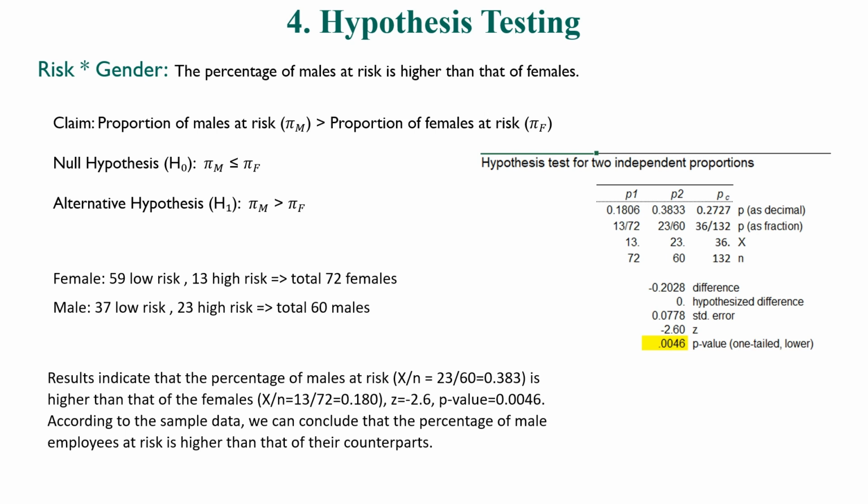We started with the first one, that the percentage of males classified as high risk is higher than that of females. This served as our alternative hypothesis, and the results indicated that the percentage of males at risk is higher than that of females. And with a p-value of 0.0046, which is lower than 0.05, we can conclude that the percentage of male employees at risk is higher than that of their counterparts.